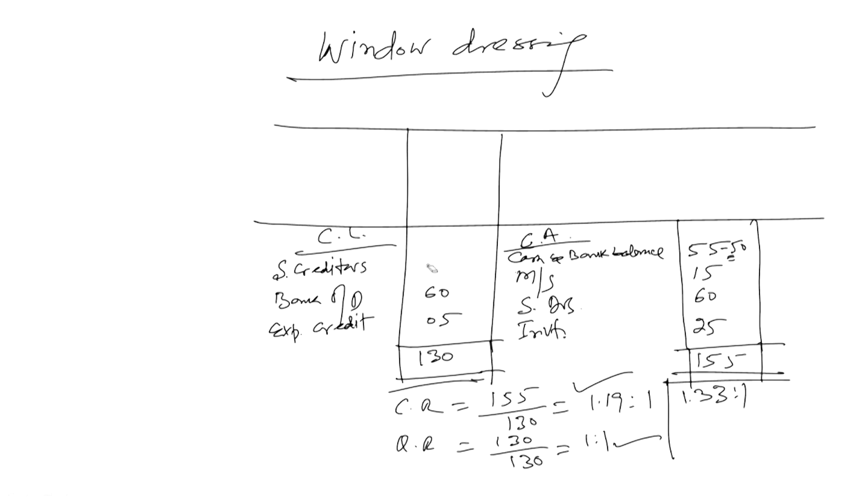We have here, how much was the balance here? That balance was 65, here we had 65, right, 65. So, what will he do to improve? This is the window dressing. What will he do? He will pay off the sundry creditors.